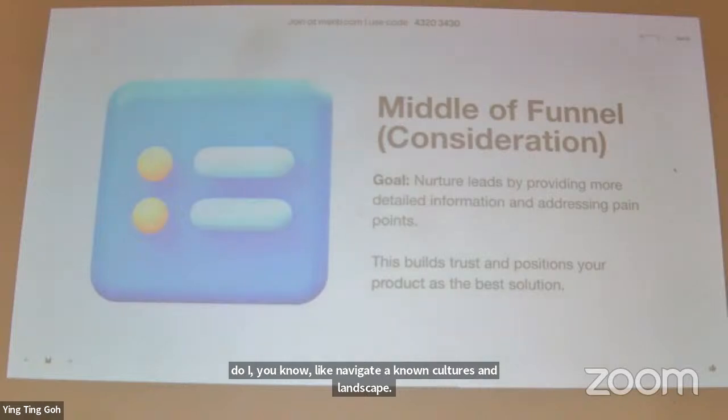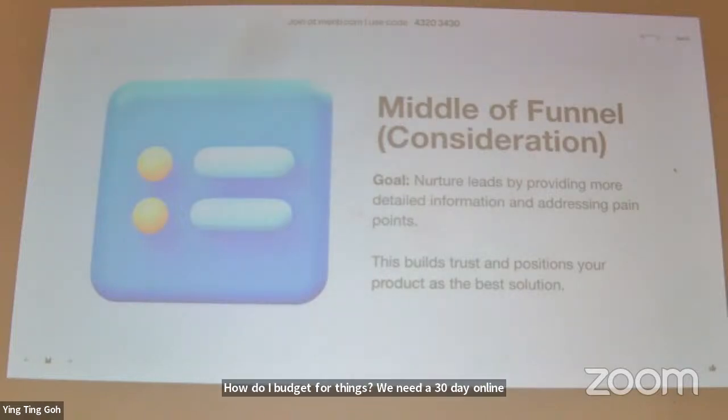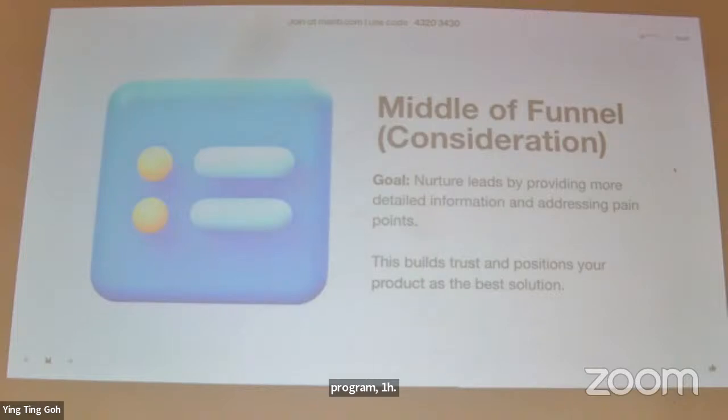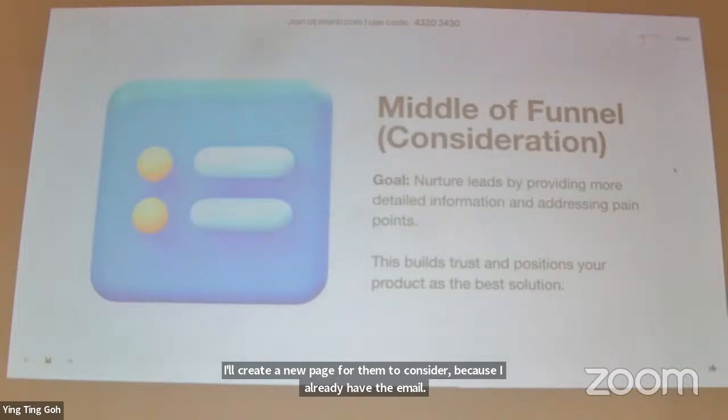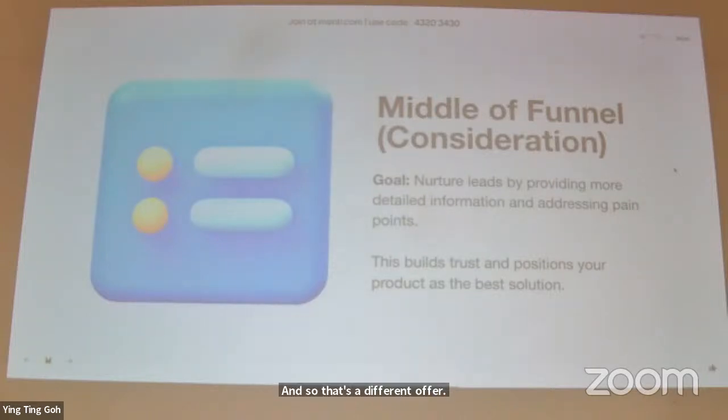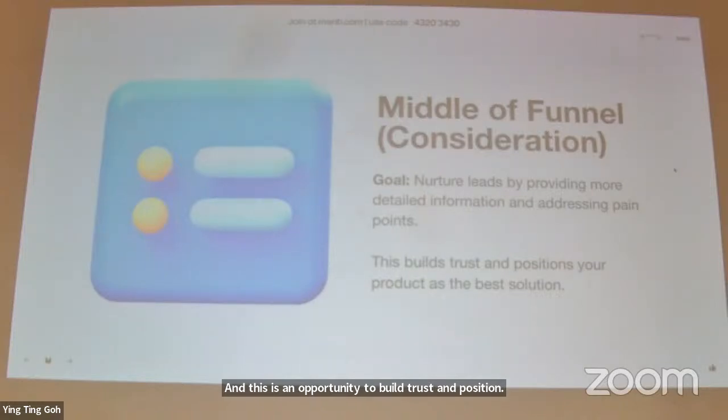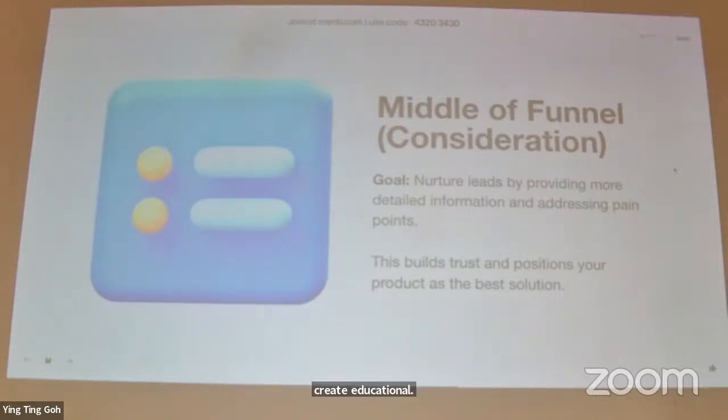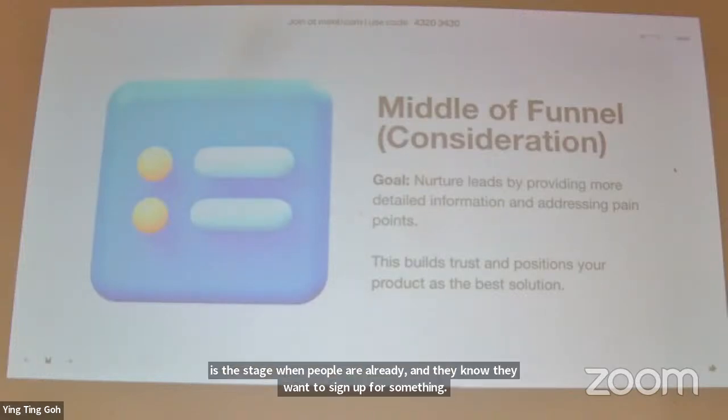Maybe it's a 30-day online program, 1 hour every day. Maybe I'll create a landing page for them to consider because I already have the email. And so that's a different offer. And this is an opportunity to build trust and position your product, offer, or service. So if we have any other services, maybe we want to create an educational course about something else as an organization. This is the stage when people are already evaluating and they know they want to sign up for something, but they're considering, is this the one I want?